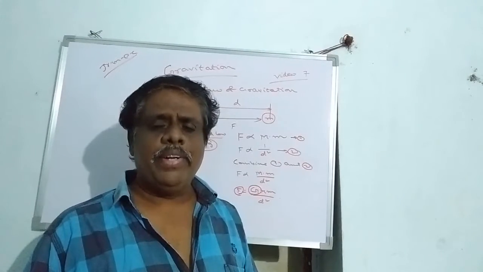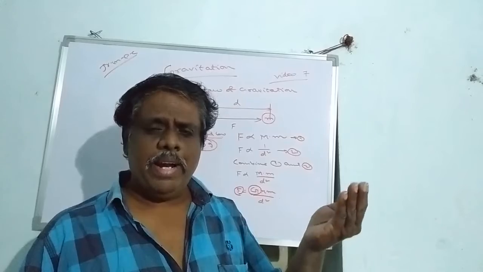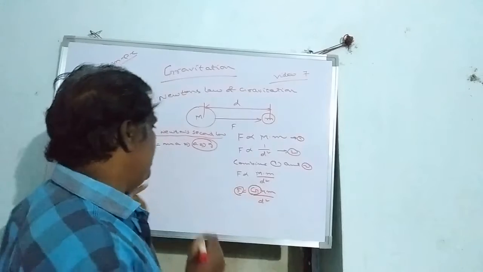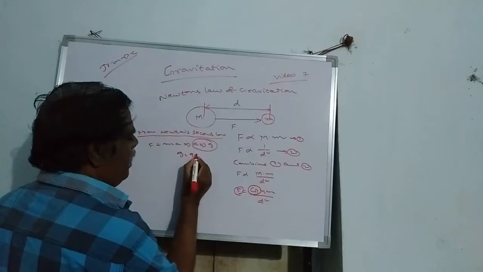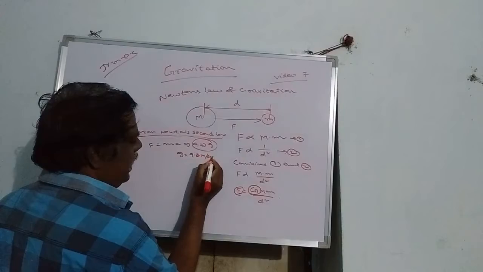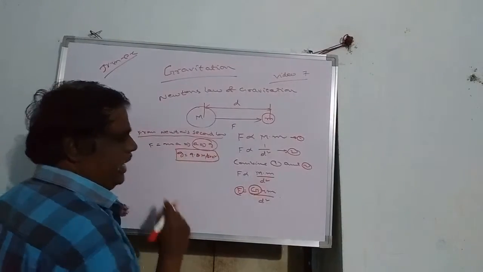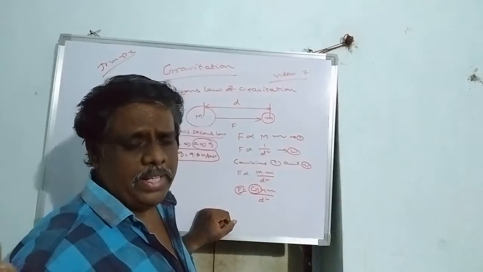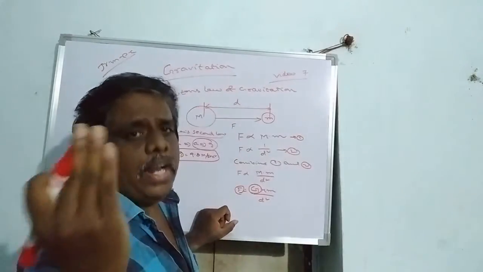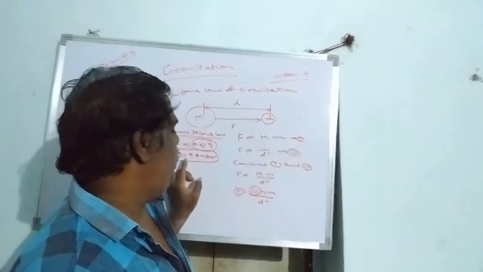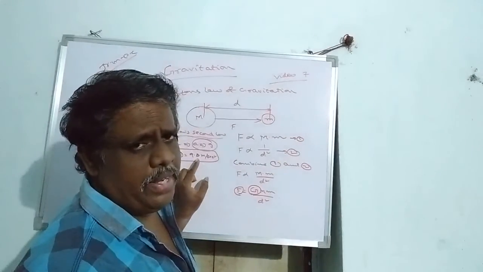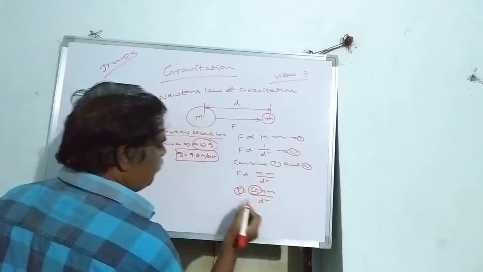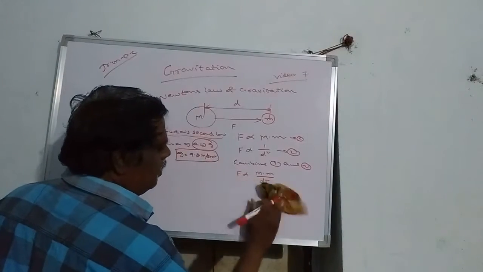Earth's attraction force on the body: every body will be attracted by the earth with some force. That is gravitational force. The value of g will be 9.8 meter per second square. This is acceleration due to gravity. It changes from one place to another, that means from one planet to another planet. But on the earth, the g value will be 9.8 meter per second square. Suppose if you write, so okay, F is equal to, write again.